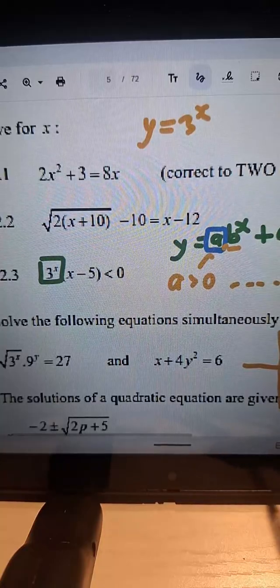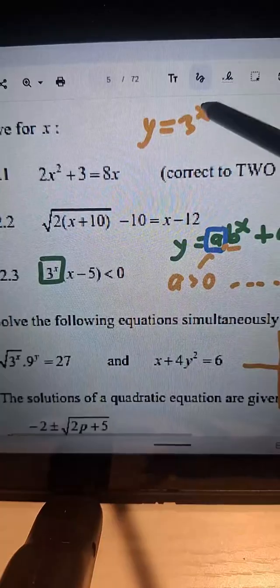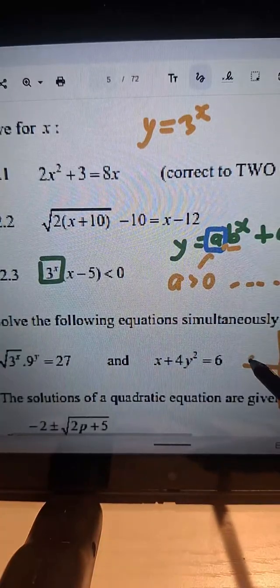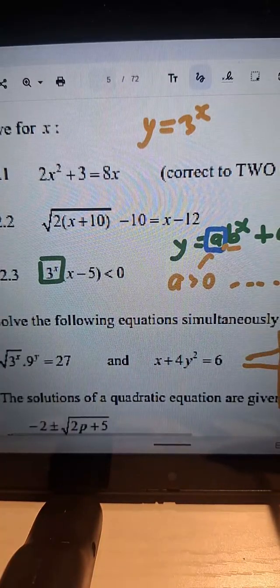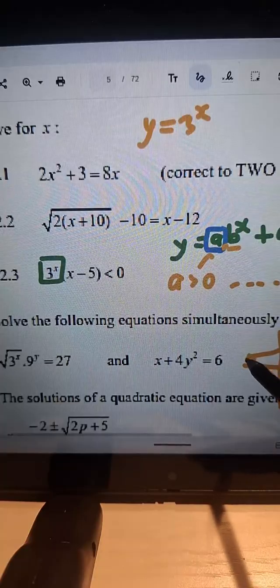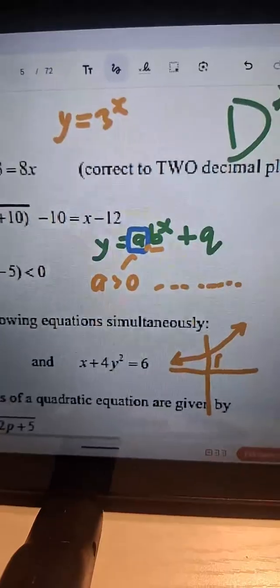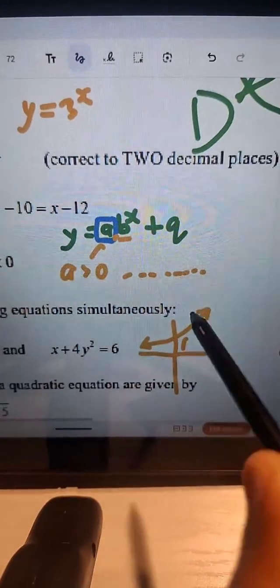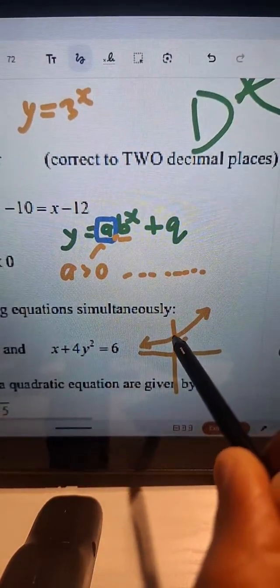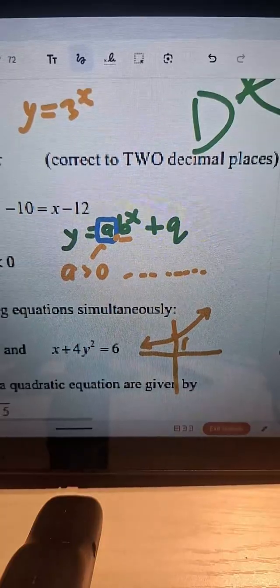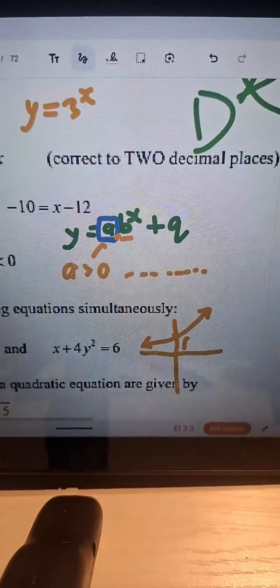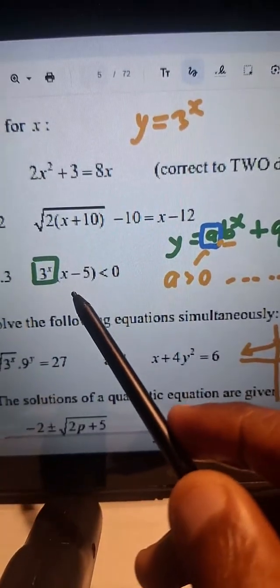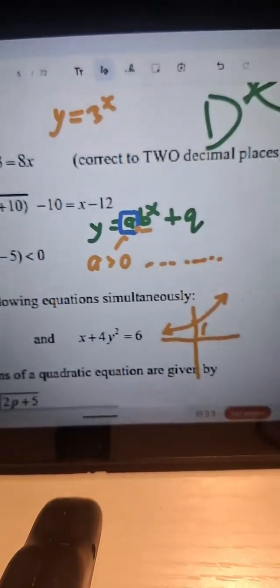There's no x-intercept, but there's a y-intercept. 3 to the power 0 is 1. So graphically, if you're looking at this function, you are looking at something like this. Are we together there? That's the exponential. Then I want to look at x minus 5 because that's a linear function.